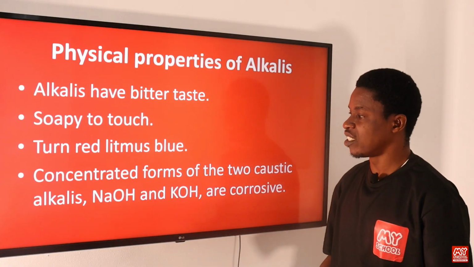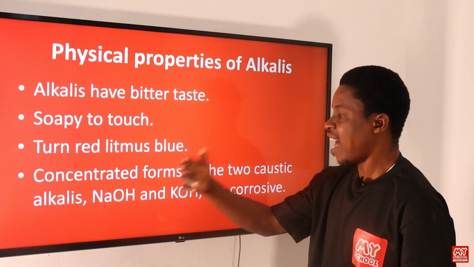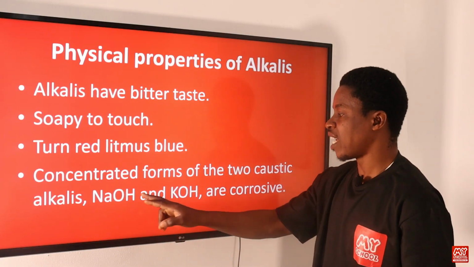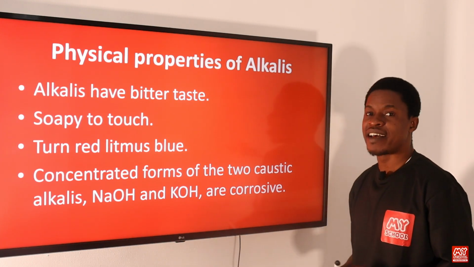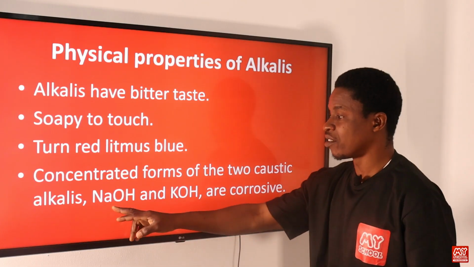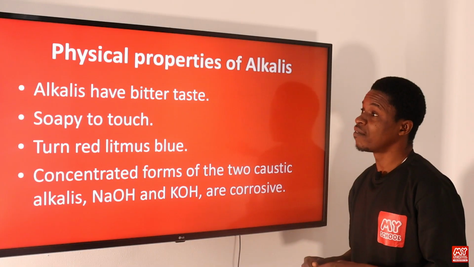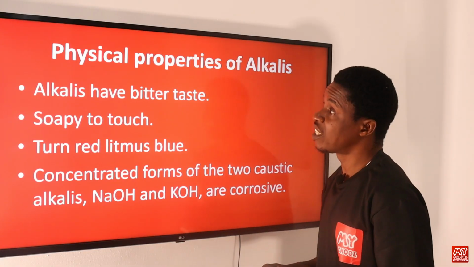And the fourth one is that concentrated forms of the two caustic alkalis, sodium hydroxide and potassium hydroxide, are very corrosive. Whether it is sodium hydroxide, which is caustic soda, or potassium hydroxide, they are very corrosive. Let's move on to the next slide now.